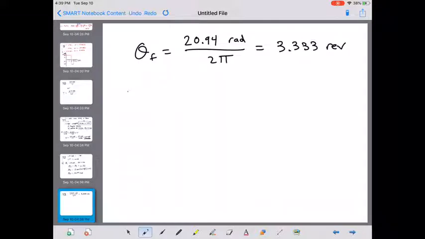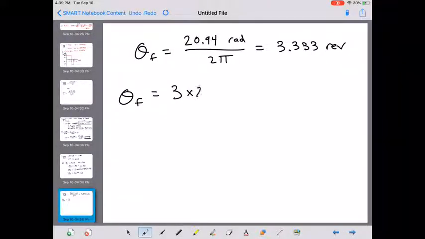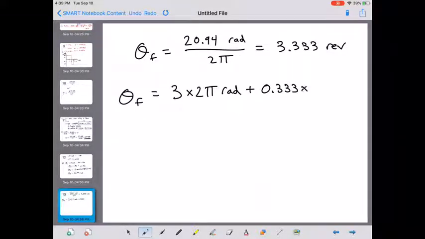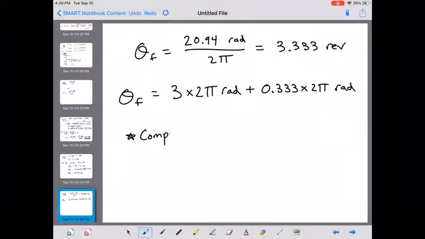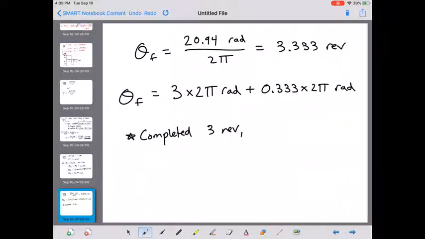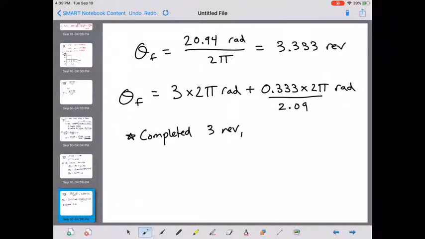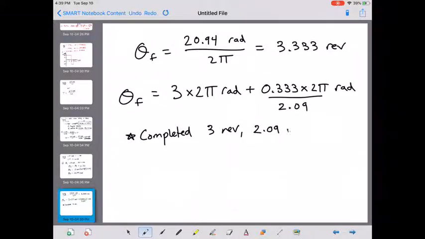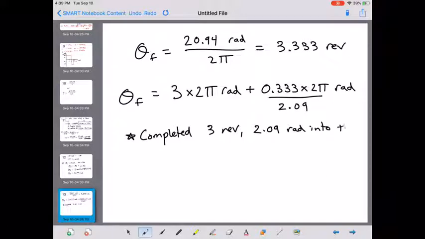So I could also say that my theta final is equal to 3 complete revolutions. So we could say 3 times 2 pi radians, because 2 pi represents 1 revolution, plus the remainder, 0.33 times 2 pi radians. So here I completed 3 revolutions, and then 0.33 times 2 pi is 2.09. So I was 2.09 radians into the 4th revolution.